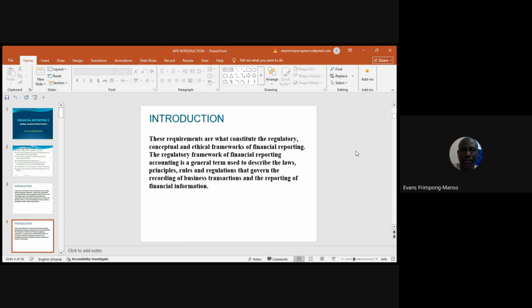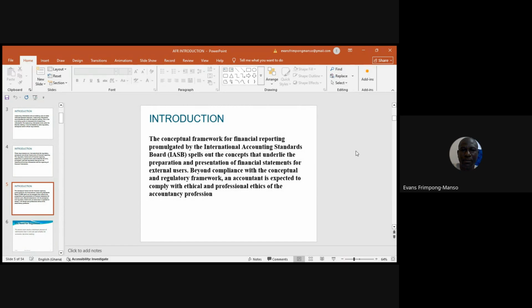So if it's the management that is going to prepare the financial statements, they prepare them in consonance with the laws, the principles, rules and regulations that govern how transactions should be recorded in the books of accounts and how these recorded transactions are used to prepare the financial statements. That is the meaning of the regulatory framework.